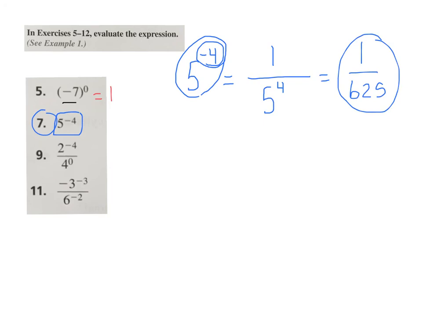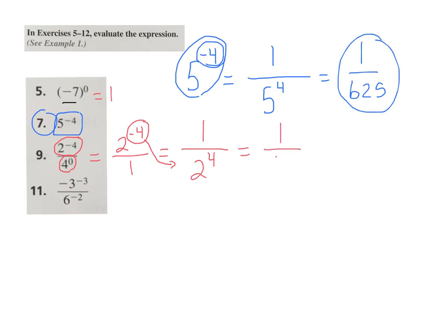Okay, now let's do number 9. On 9, I have 2 raised to the negative 4 power, and on bottom I have 4 to the 0 power. Well, 4 to the 0 power is 1. So on top, I'm going to write 2 to the negative 4 power, and on bottom, 4 to the 0 is 1. Now, I need this exponent to be positive, so I'm going to move it to the bottom, and so on the bottom, I'll have 2 to the positive 4. The reason the exponent went from negative to positive was because I moved it to the bottom, and now that there's nothing on top, I'm just going to write a 1. So now on my calculator, I'll type 2 raised to the 4th power, and I get 16, so the answer is 1 over 16. So that's the answer to number 9.